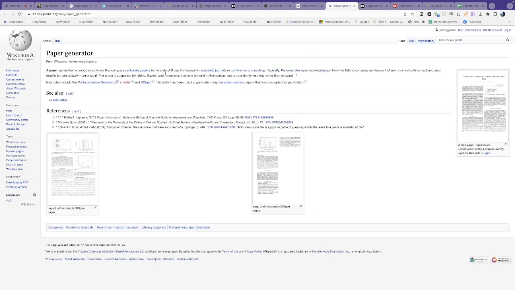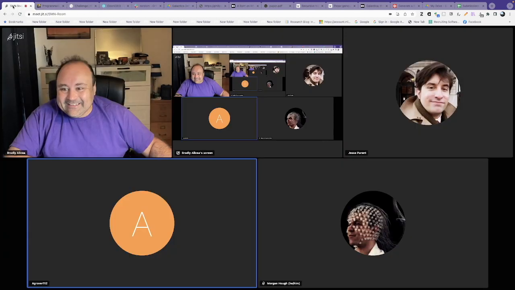Then there are these paper generators. So this is what? What was that?